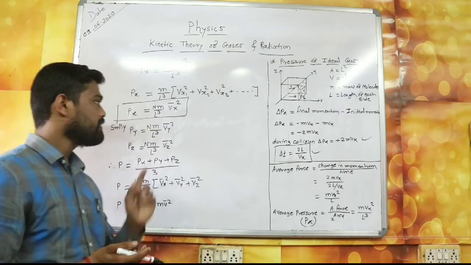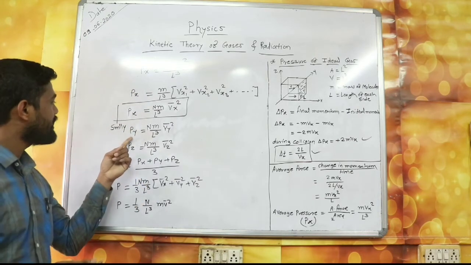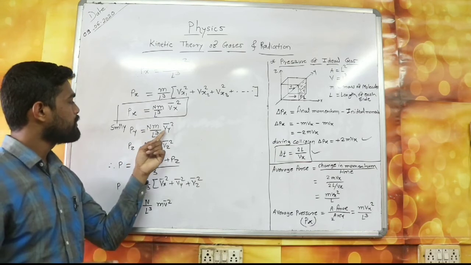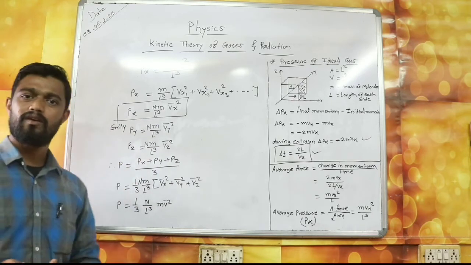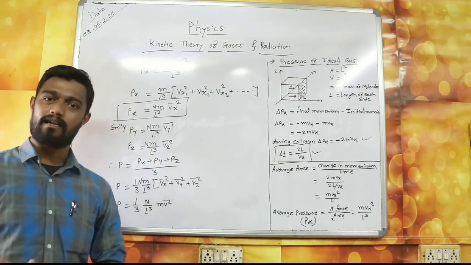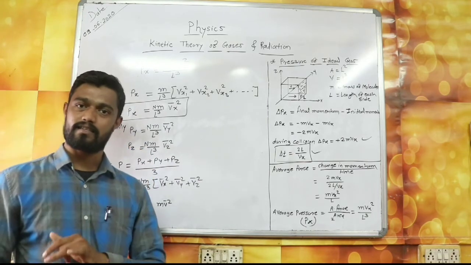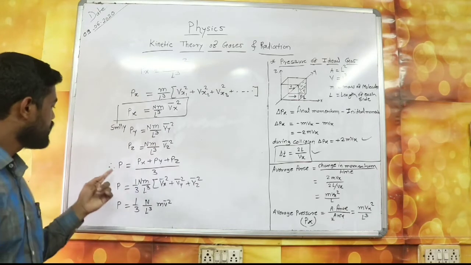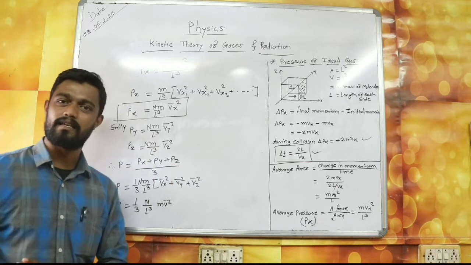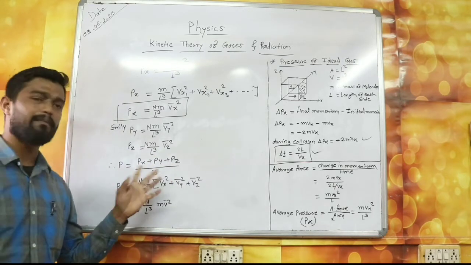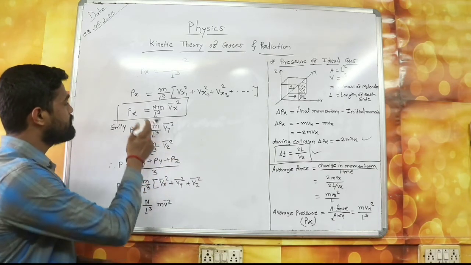Okay. Similarly for the y-axis and z-axis, the pressure is Py is equal to nm upon L cube Vy bar square, and Pz is equal to nm upon L cube Vz bar square. We got the pressure along the x-axis, y-axis and z-axis. So now we find the total pressure. Total pressure is defined as capital P. P is equal to Px plus Py plus Pz. There are three pressures, so divide by 3. Okay. So now put the values of Px, Py, Pz.